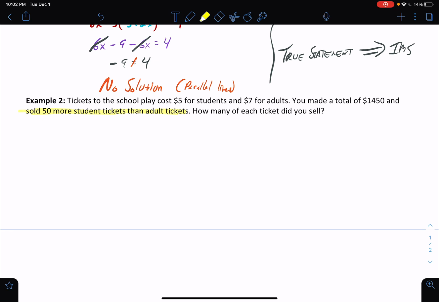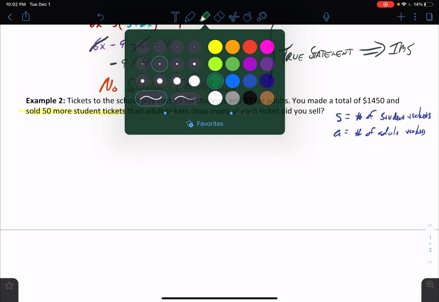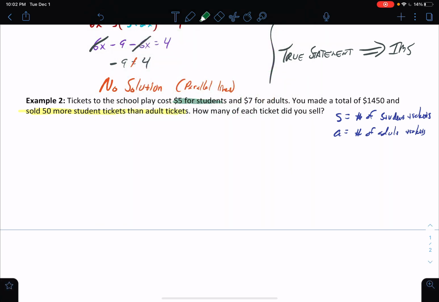All right, so our two equations, we've got S equals the number of student tickets and A equals the number of adult tickets. Now the equation with the money, I'll highlight that in a different color. $5 for students, $7 for adults.